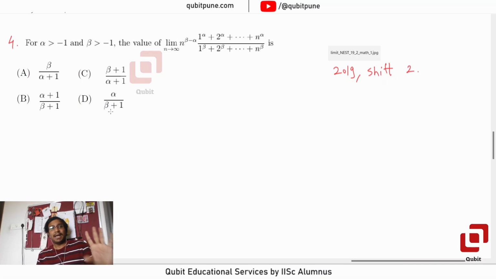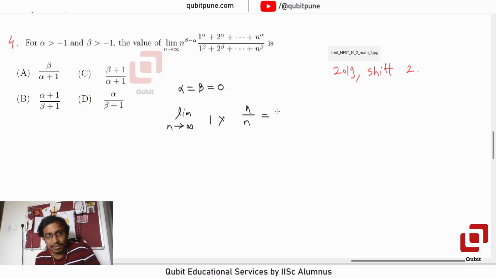Now, when I looked at this problem for the very first time, I thought, let us choose alpha and beta to be 0. Let us choose both alpha and beta to be 0, and then what do we get? The limit as n tends to infinity, because they meet the requirement stated there, alpha greater than -1 and beta greater than -1. Both are 0, so n raised to 0 is 1. And here, because the powers are all zeros, it will be n upon n, so the final answer will be 1.